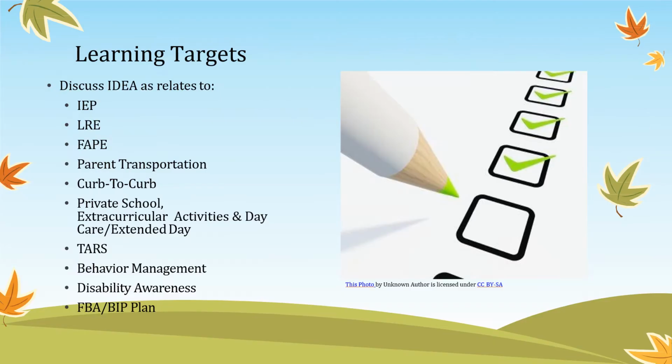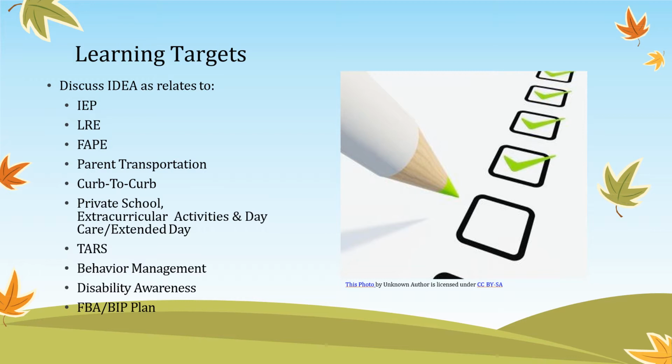Thank you. On this slide presentation, let's talk about definitions. First of all, IDEA, Individuals with Disabilities Educational Act. IEP, Individual Education Plan. LRE, Least Restrictive Environment. FAPE, Free and Appropriate Education. Parents Transport, curb-to-curb service, does not mean door-to-door.